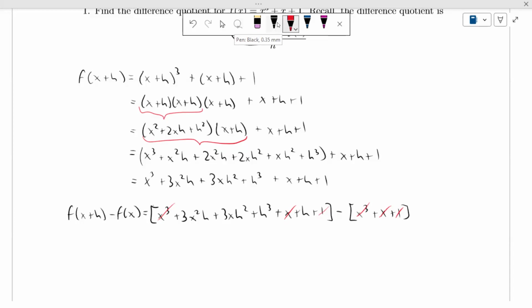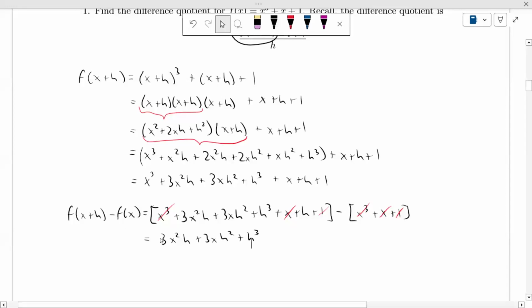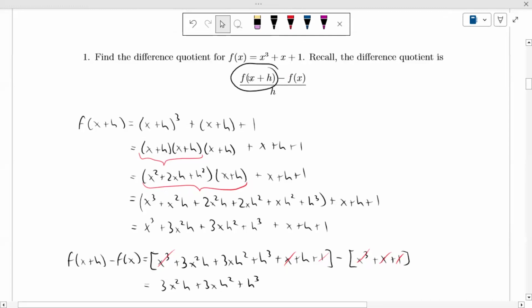So you should always get a lot of cancellation, right? And a good check to see whether you did it right, it's not 100%, but a good check is if you're only left with terms that have h in them. That's probably a pretty good sign you did it correctly. Here you can see this term has an h in it, this term has an h in it, and this term has an h in it. So I'm just going to simplify this now. It's just 3x squared h plus 3xh squared plus h cubed. So that's what f of x plus h minus f of x is. And then to complete the difference quotient, we have to take that as our numerator and divide it by h, right?